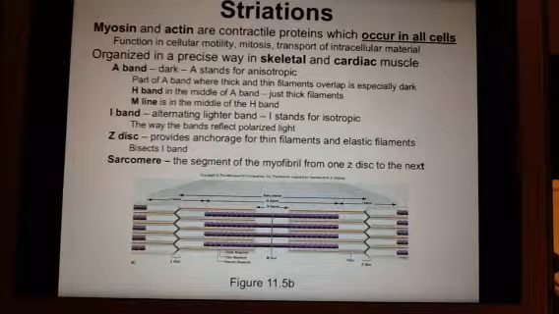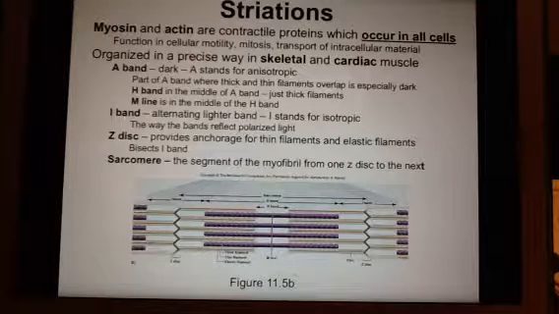So they have what's called an A band. In this picture, you're probably going to have to look in your lab manual because this picture is going to be super tiny. The A band is the dark, and that is the thick filaments. Specifically, where the thick and thin filaments overlap is especially dark. But really the A band is the whole width of the thick filament.